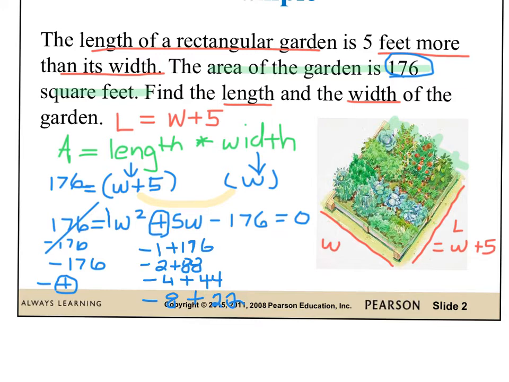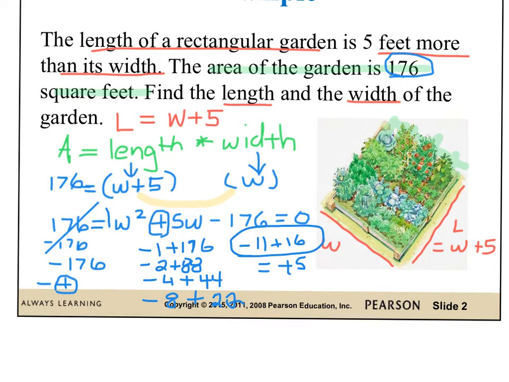And so, I'm going to keep trying some numbers here until I come up with the next one that works. 11 works. -11 and +16. And since -11 and +16 equals +5, we have found our set of factors.